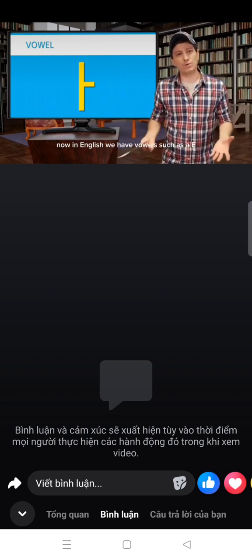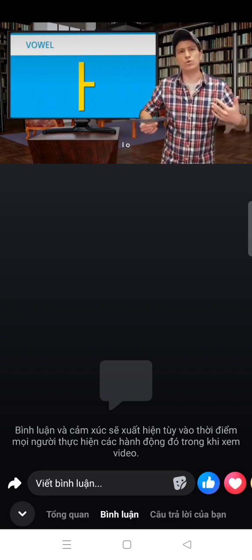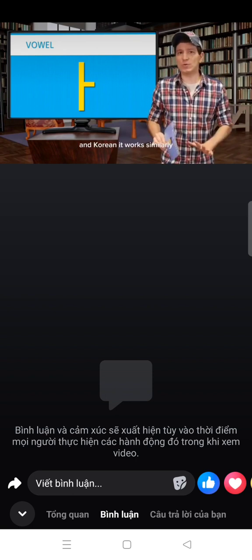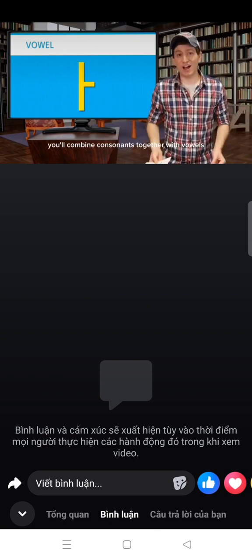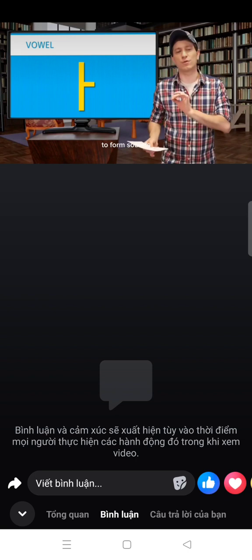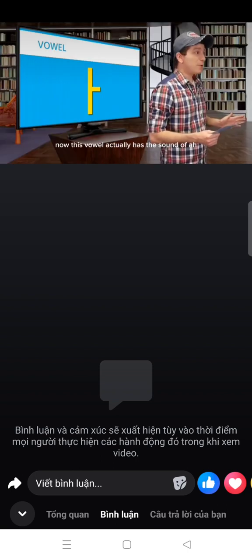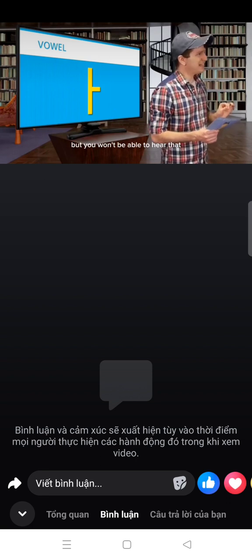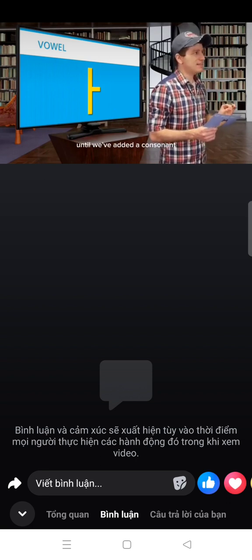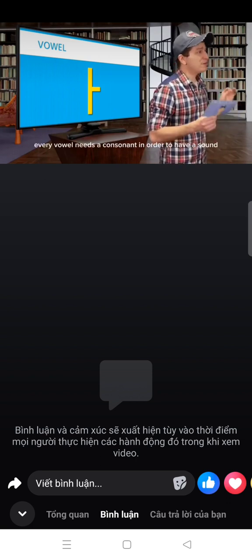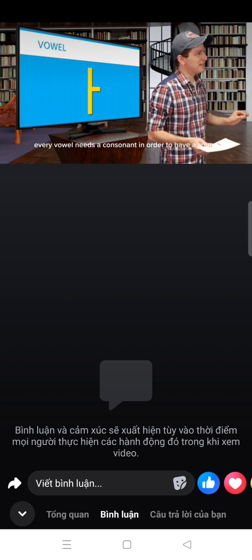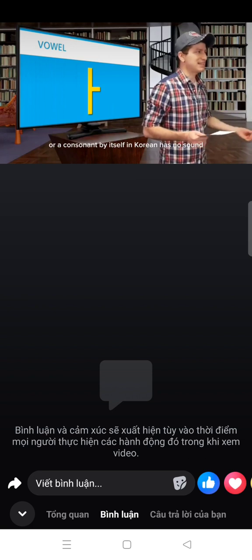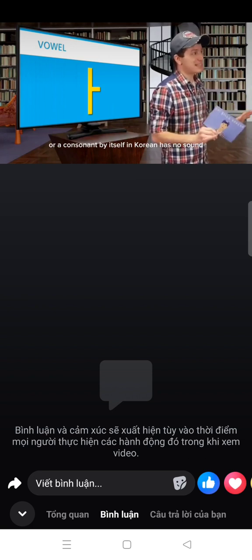Now, in English, we have vowels such as A, E, I, O, U, and consonants like every other letter. And in Korean, it works similarly. You'll combine consonants together with vowels to form sounds. Now, this vowel actually has the sound of "ah," but you won't be able to hear that until we've added a consonant. In Korean, every vowel needs a consonant in order to have a sound. Just writing a vowel or a consonant by itself in Korean has no sound.